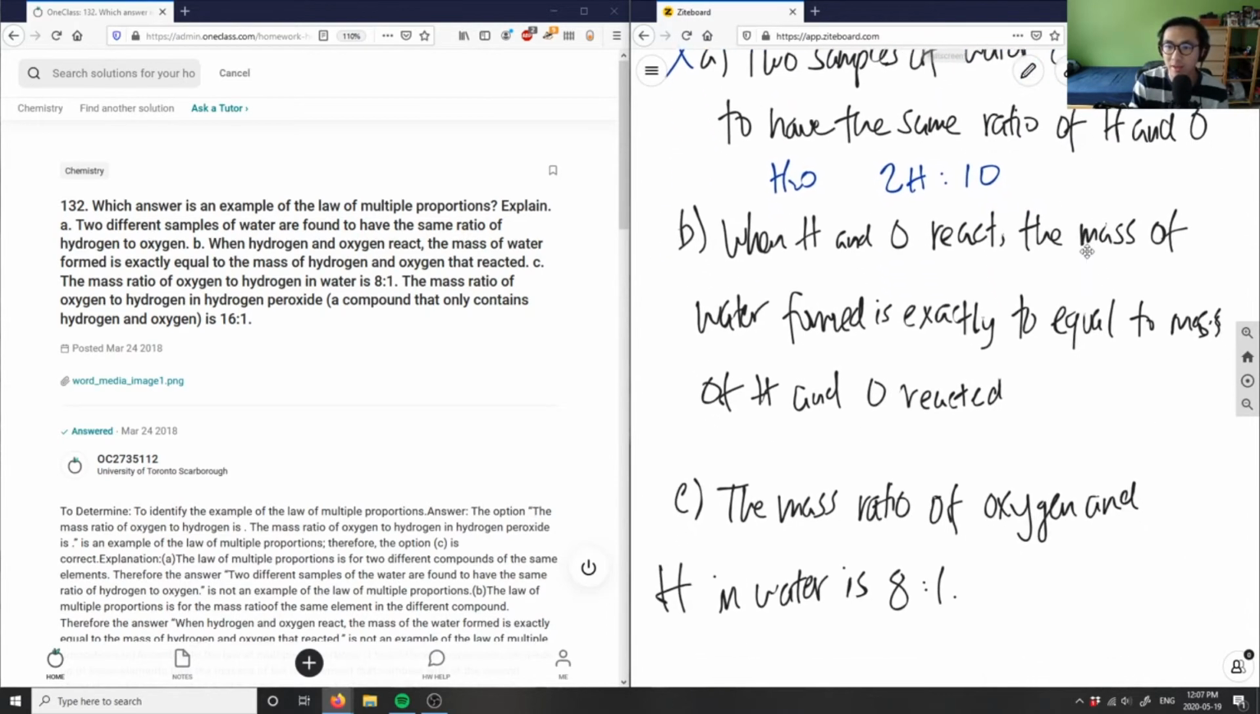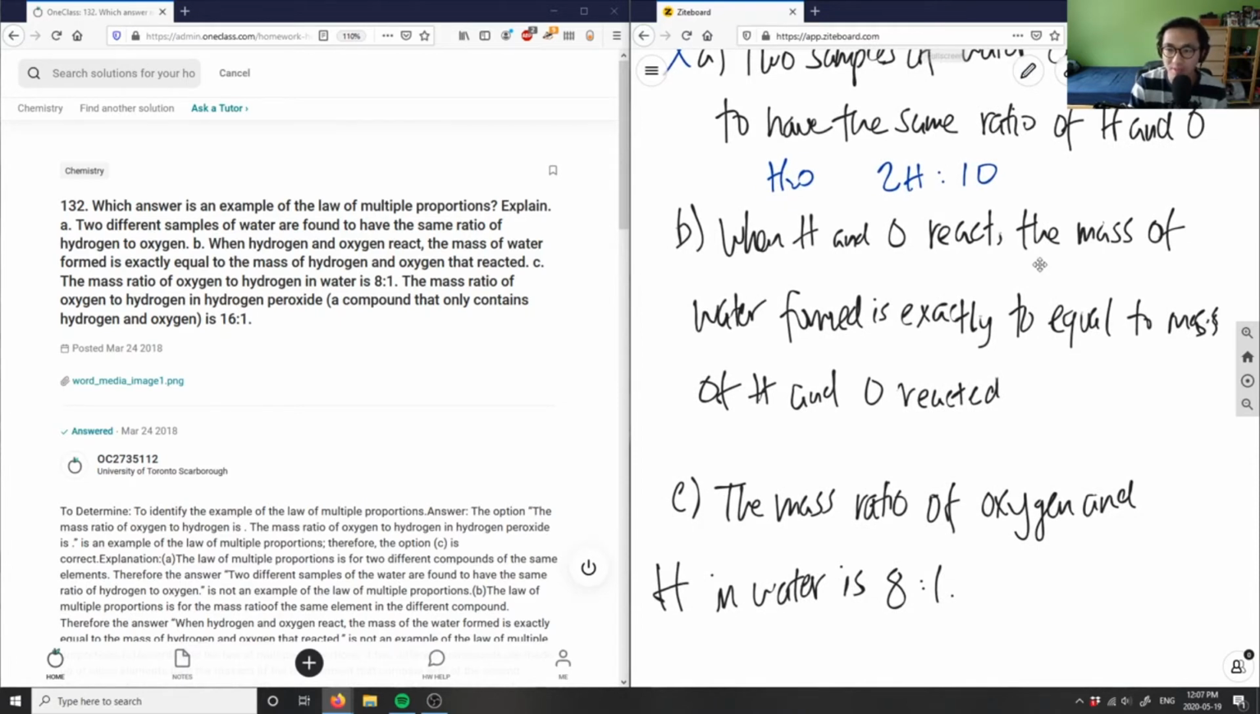B here is asking, when H and O react, the mass of water formed is exactly equal to the mass of H and O reacted. Well, this is just a straight formal definition of the law of conservation of mass, right? So if I had H2 plus O2 gives me H2O, well, I would have to balance this chemical equation, right?